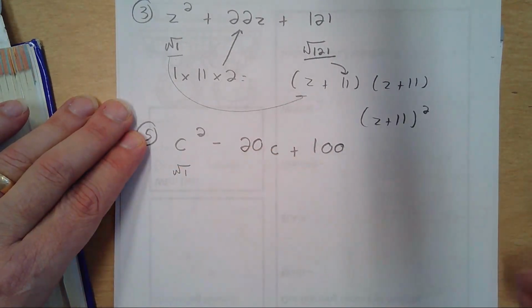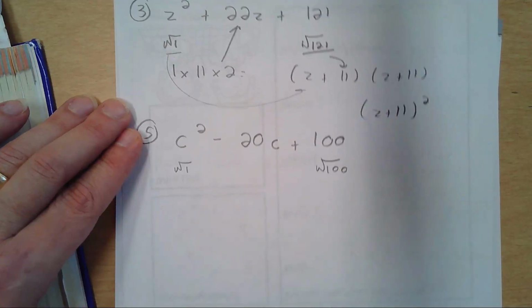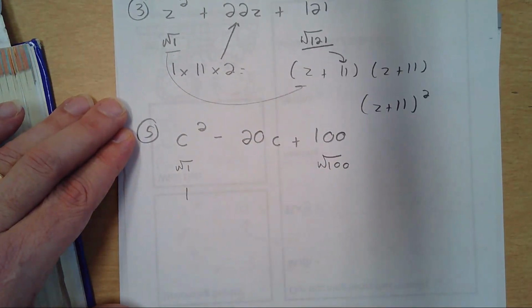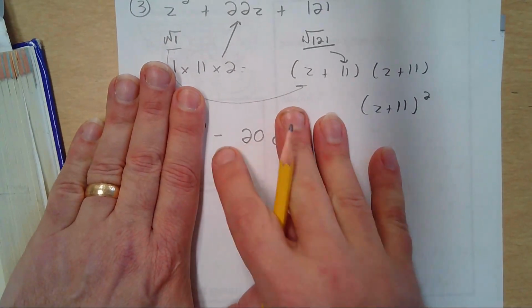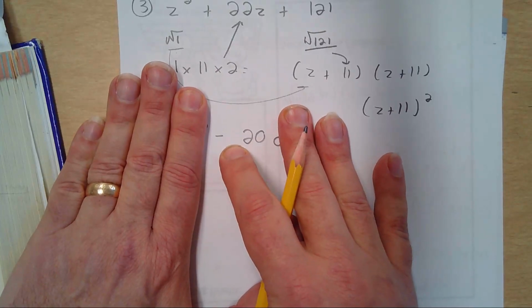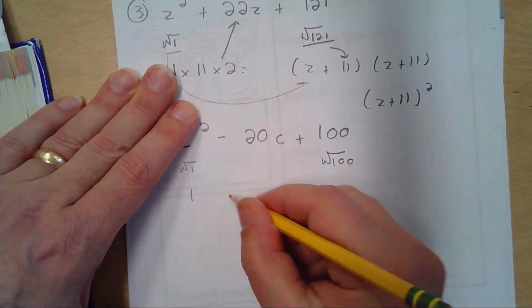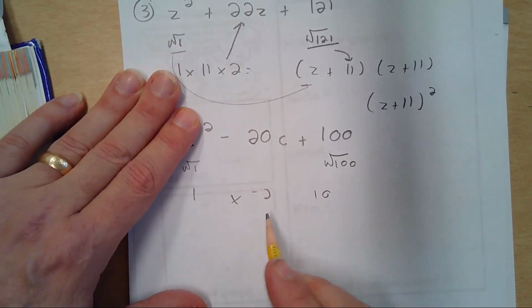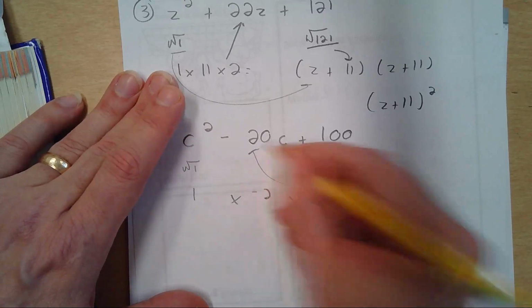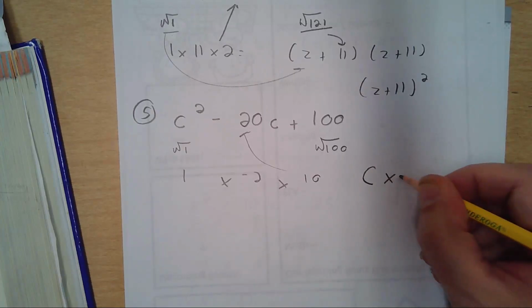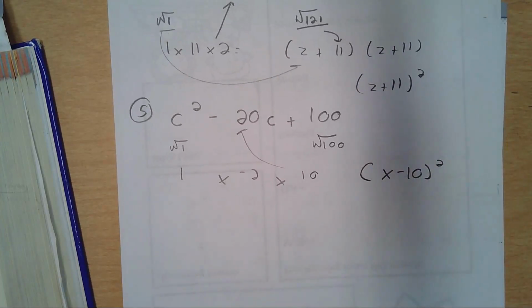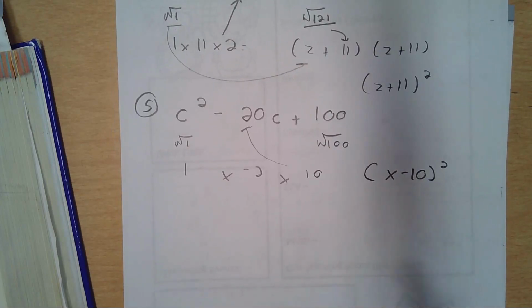Over here, it's the square root of 1, square root of 100. Square root of 1 is 1, square root of 100 is 10. And then here in the middle, I see I got a subtract sign, so that means I'm multiplying by -2. Positive 1 times -2 times positive 10 does give me that -20. So what did I do? x minus 10 times x minus 10. The square, the double.